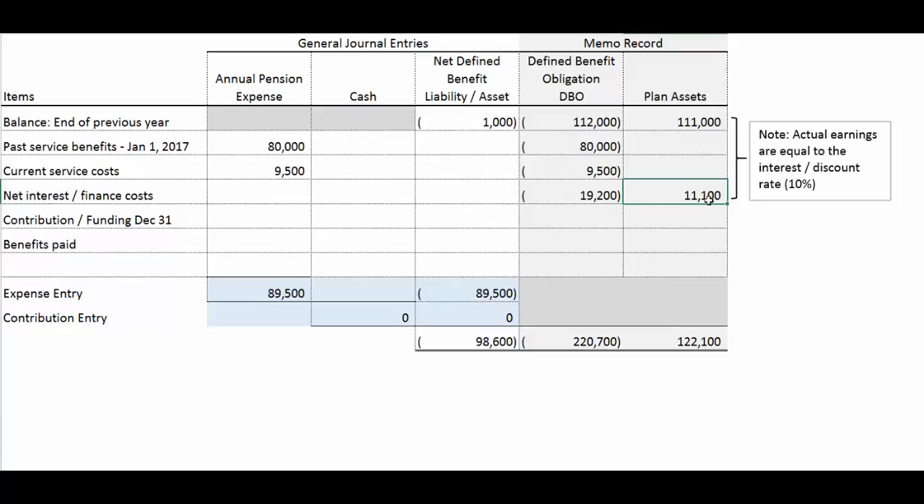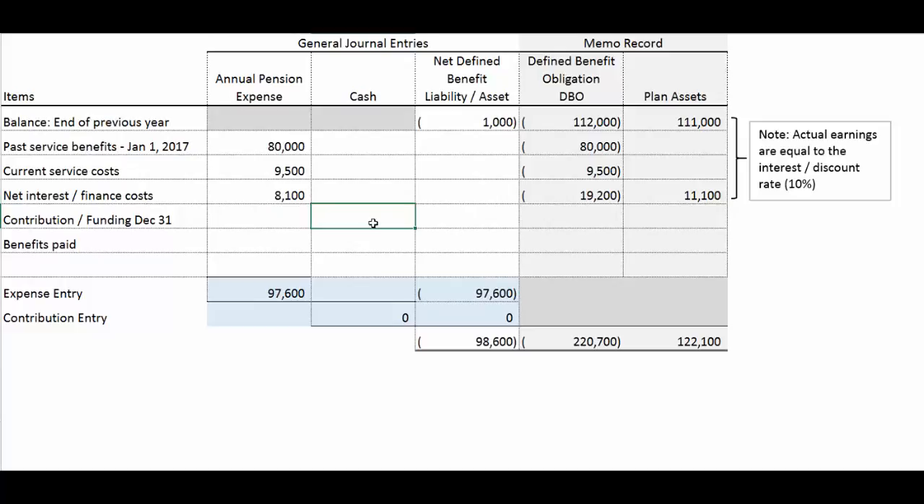10%. But there's a difference here. In order to look at this correctly, we see we now have an additional expense. Do you see that? We have increased the obligation by $19,200, but the plan has only earned $11,100, meaning we have an additional expense of $8,100. So the net amount of those two is entered in the pension expense column.